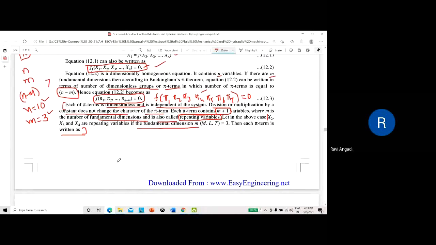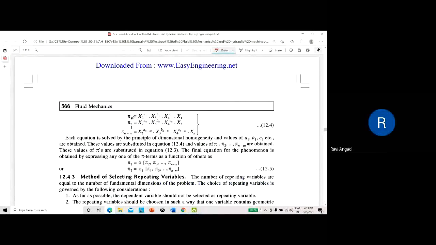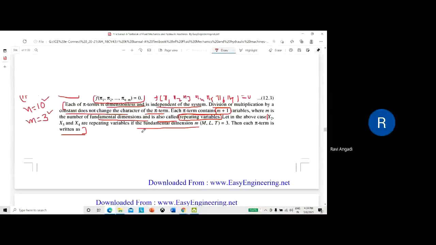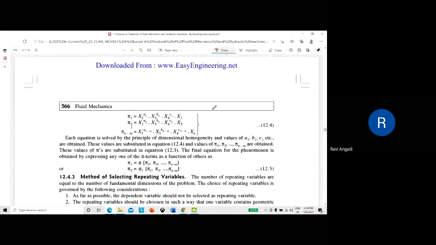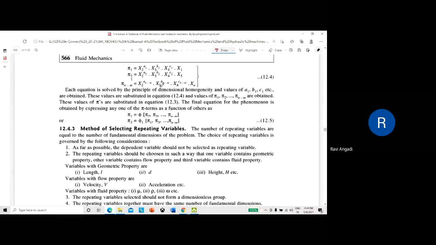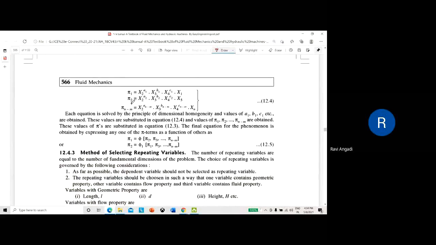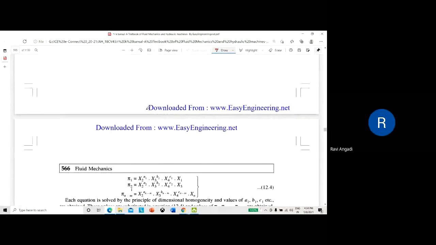See, I'm writing the pi terms. Then pi 1 can be written as... for example, there are 7 pi terms we are getting, and they are dimensionless. Then the 7 pi terms you have to solve here: pi 1, pi 2, pi 3, pi 4, pi 5, pi 6, pi 7, like this. You go on solving the pi terms just by selecting the repeating variables.